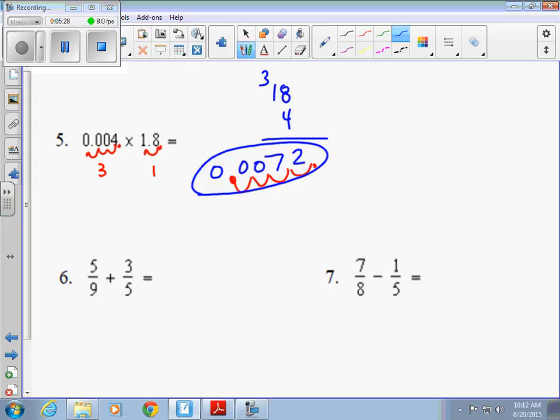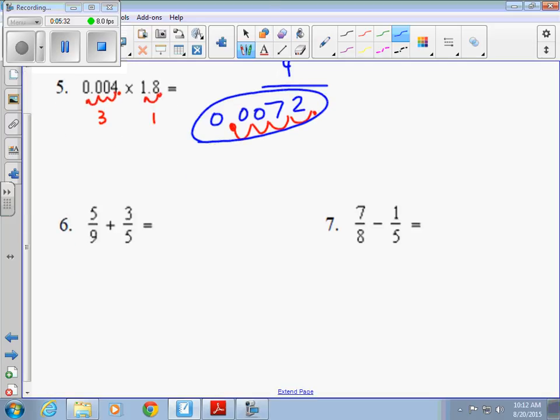So for like number 6, it says 9 and 5. If you multiply those two together, you get the number 45. Now that's not always the best one to use. That's not always the smallest one. That's not always the easiest one to use, but it's consistent. And all you have to do is you just reduce the problem at the end.